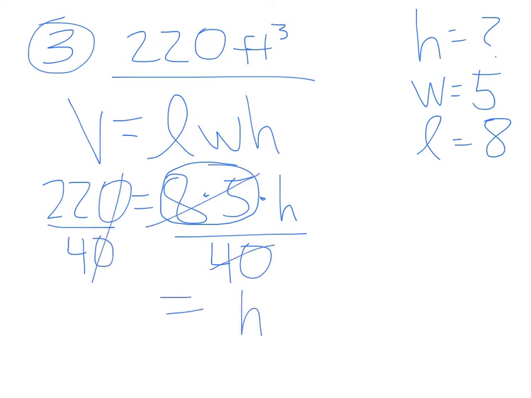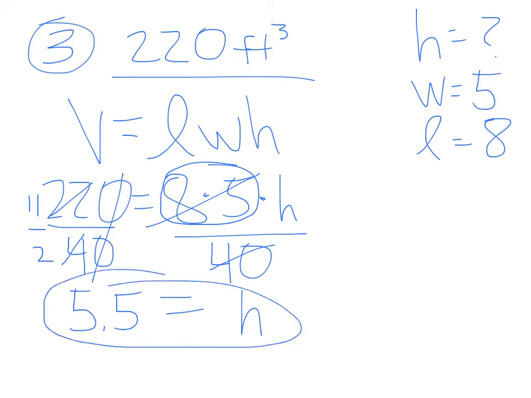So dividing the zeros by 10 would simplify that to 22 over 4, which would be 11 over 2, and 11 divided by 2 is 5.5. I didn't have to do any division there at all, just kind of figured all that out in my head. But that would be your final answer for height. And you could check it if you wanted to: multiply 5.5 times 5 times 8 should give you 220.